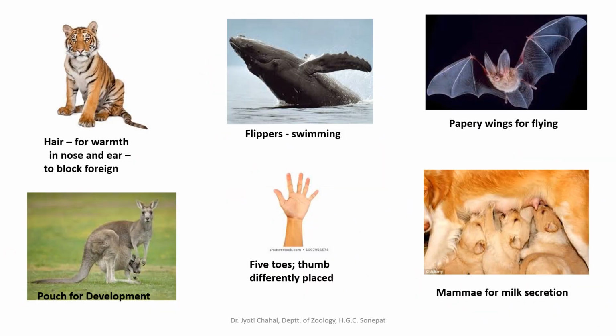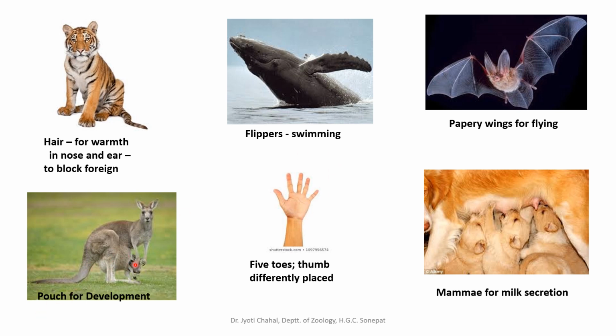Then next, if we talk about mammals, hair is present for warmth. In the nose and ear, hair serves another function, to block foreign particles. And flippers, in the case of whale, are used for swimming. And papery wings in bat are used for flying. So again, it's a morphological structure which serves a function. And five toes in the human hand, even every primate has five toes, and the thumb is differently and oppositely placed so that you can hold on to something firmly and grasp can be fast.